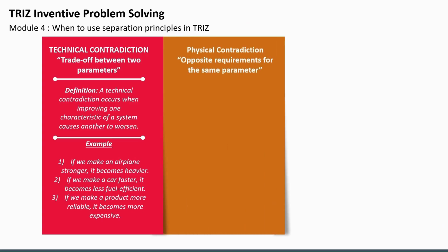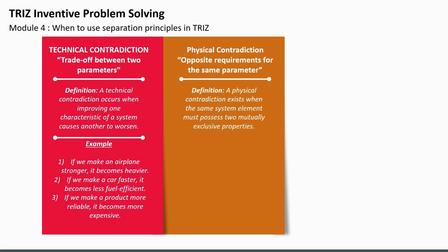A physical contradiction is an opposite requirement of the same parameter. And what do we mean by that? A physical contradiction exists when the same system element must possess two mutually exclusive properties.